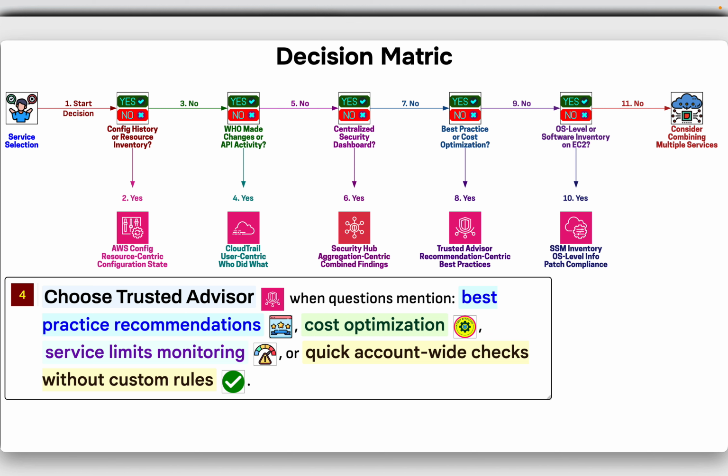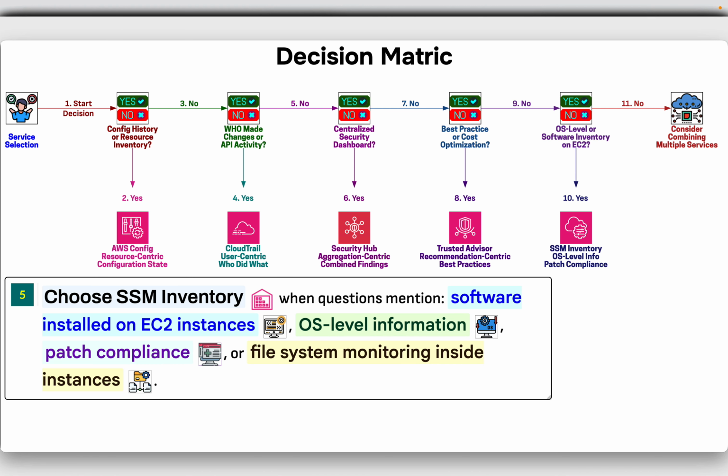Choose Trusted Advisor when questions mention best practice recommendations, cost optimization, service limits monitoring, or quick account-wide checks without custom rules. Choose SSM Inventory when the question mentions software installed on EC2 instances, OS level information, patch compliance, or file system monitoring inside instances.